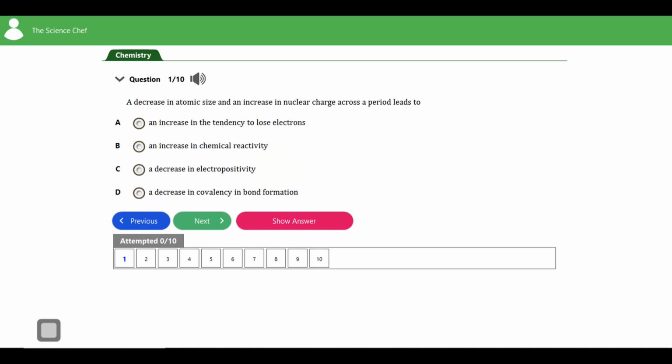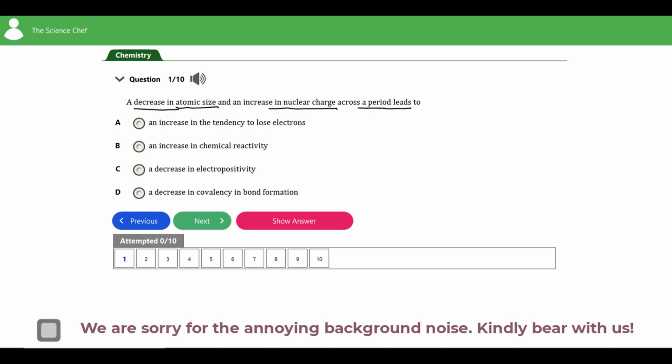Question 1. A decrease in atomic size and an increase in nuclear charge across a period leads to. This question is on atomic properties and the periodicity of atomic properties. A decrease in atomic size and an increase in nuclear charge across a period leads to what? Now, these are the factors that affect the variation of atomic properties on the periodic table across the period and down the group. Now, what are those factors?